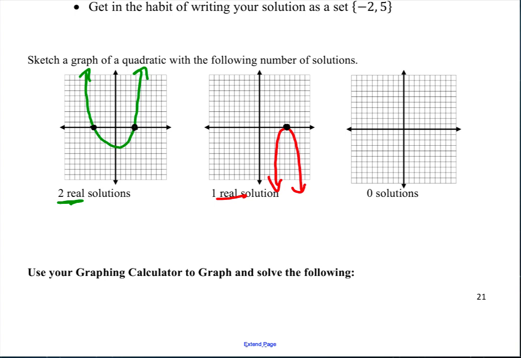And then when it's no solutions, that's where our graph never makes contact with the x-axis. It's either above it or below it and never actually intersects with the x-axis, meaning there are no x values that we could plug in to give us a solution. There are no x's that will give us 0 for y.